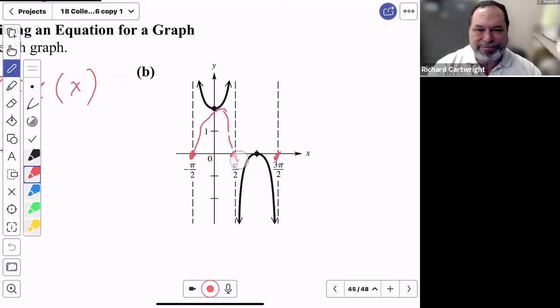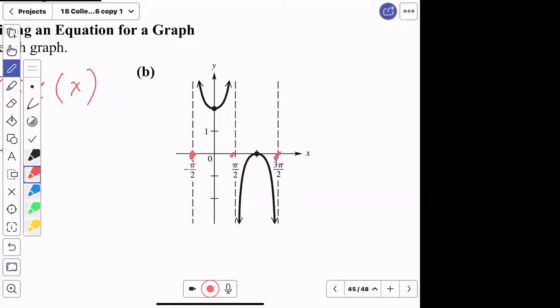And what did it do? How did I get to here? Anybody want to help me out? I'm not an artist. What curve is there? What curve could be there? Anybody? A cosine graph? Cosine graph.